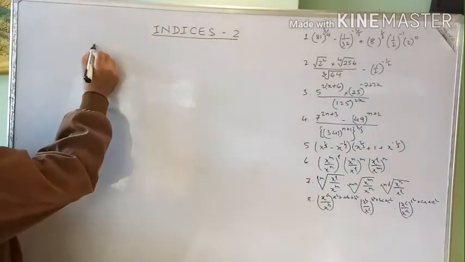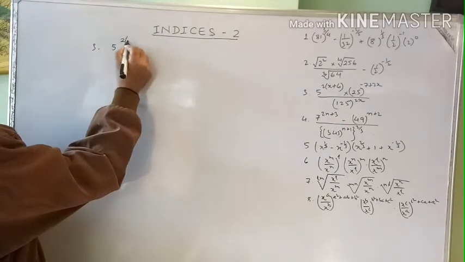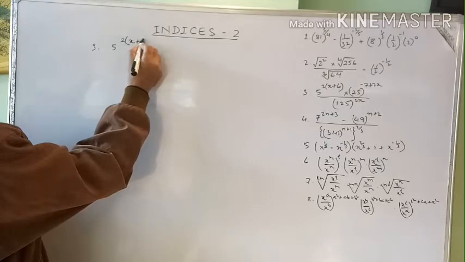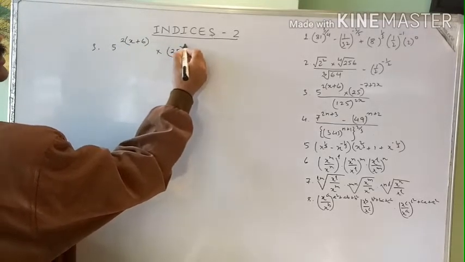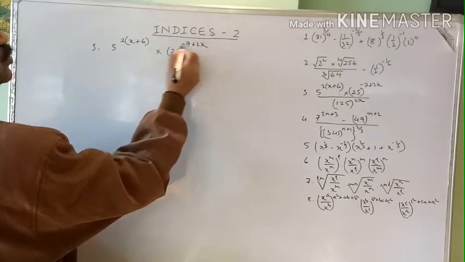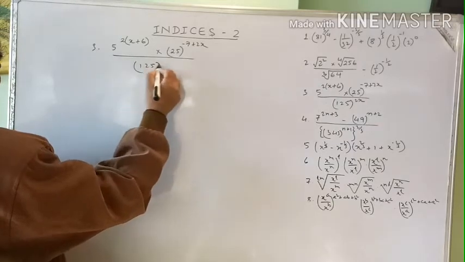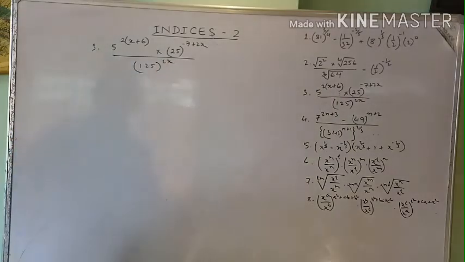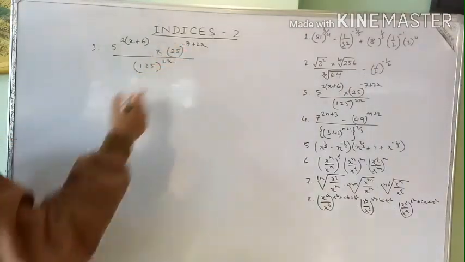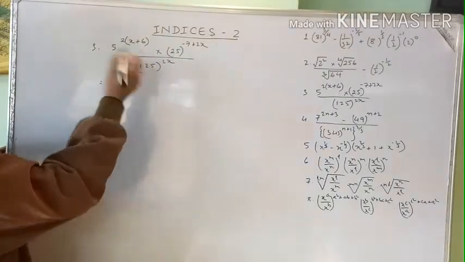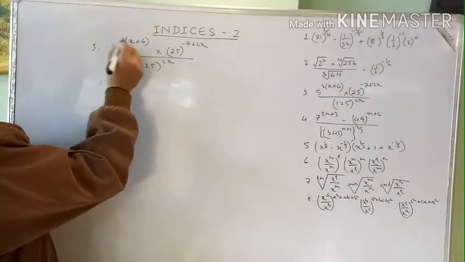Question number 3 now. 5 power 2x plus 6 into 25 to the power minus 7 plus 2x whole divided by 125 to the power 2x. Okay, now here the bases are 25 and 125, we change the base into 5 so that you can apply the properties of the rules. So you can simplify here.